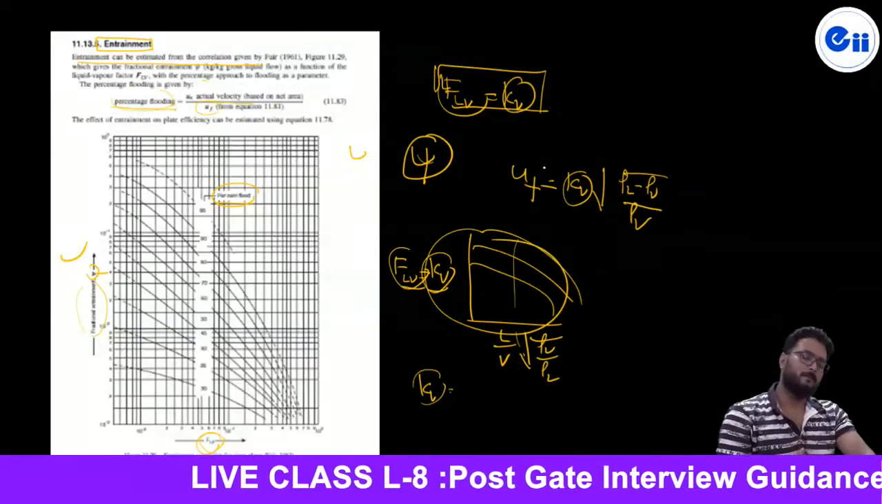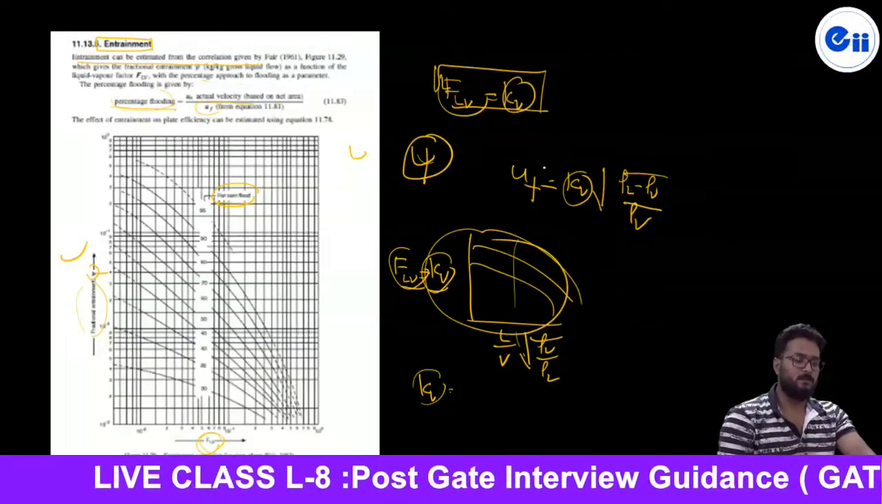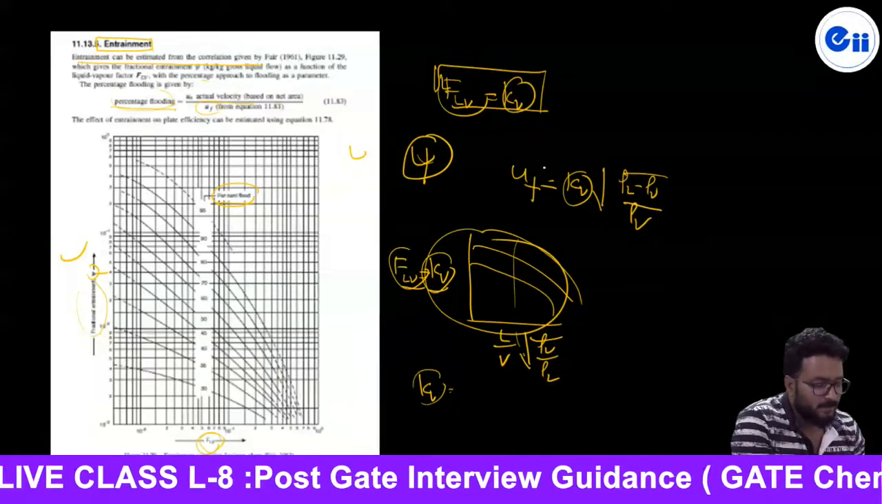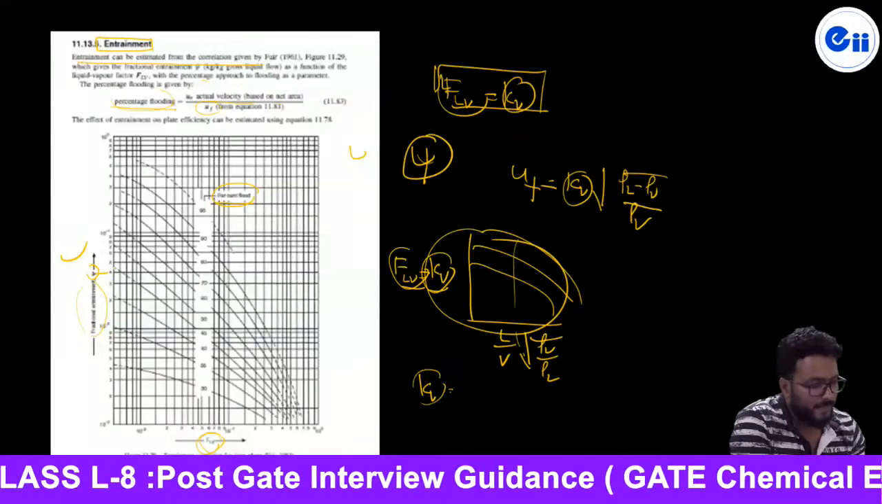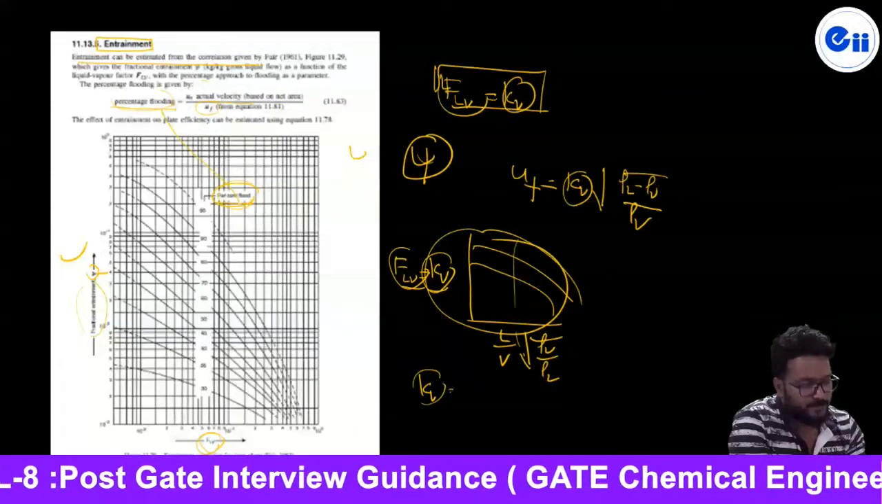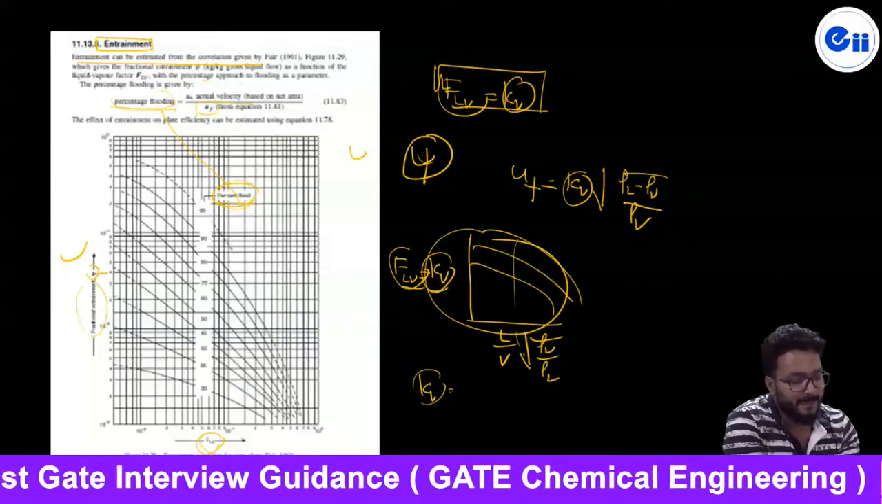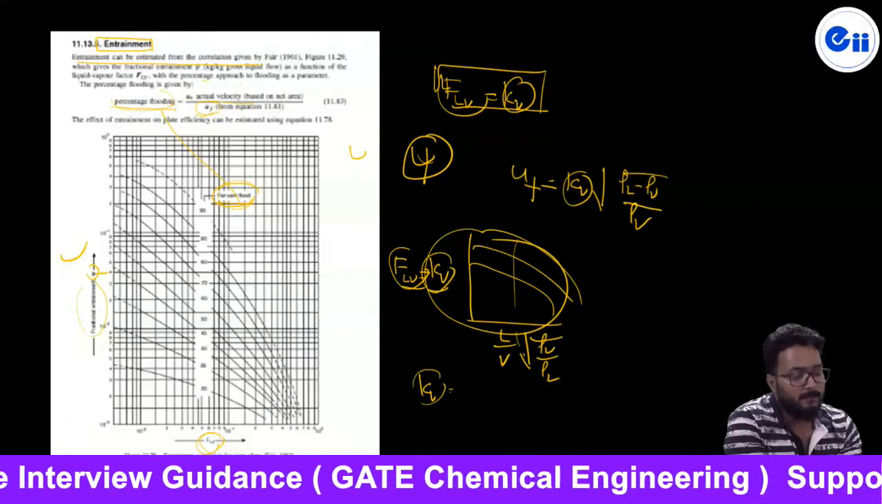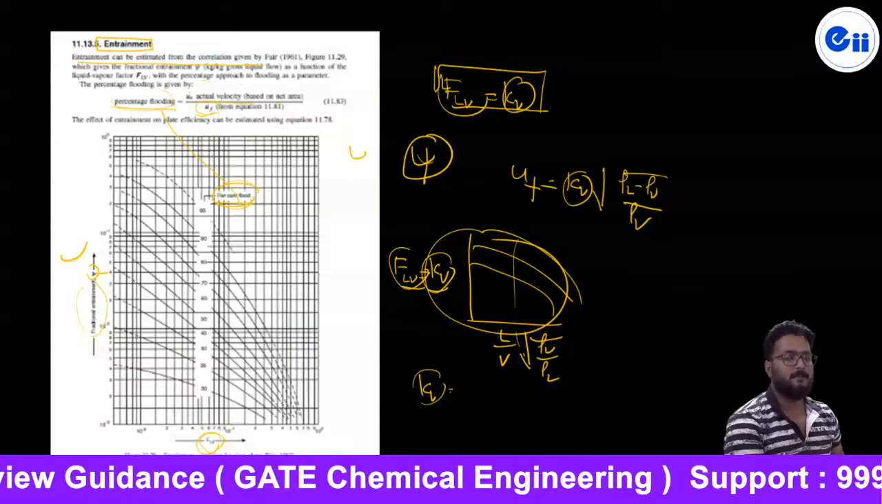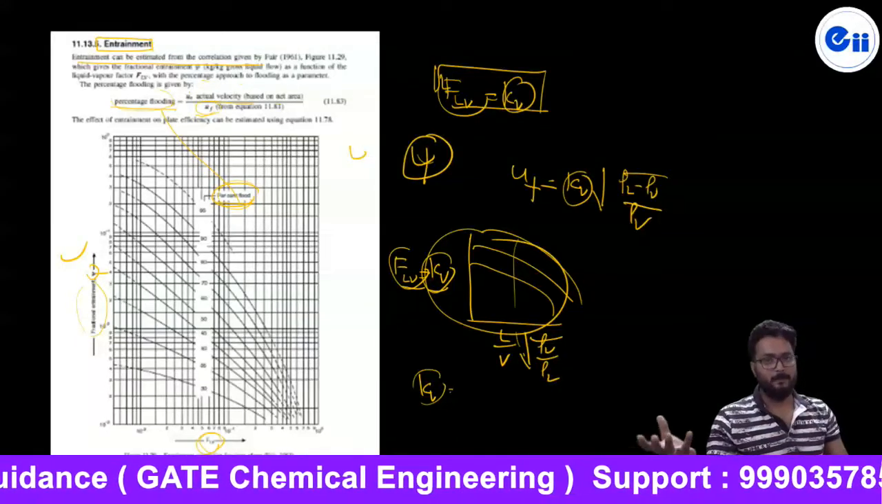Then obviously the percentage of flooding is about 50%. So by this way we are able to calculate the percentage flood. You will get the percentage flood because already we have calculated the flooding velocity. Already we are going to use the actual velocity. Actual velocity is somewhat 20 to 50% of the flooding velocity.